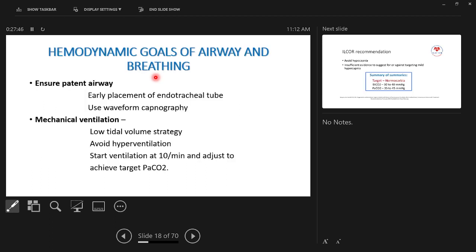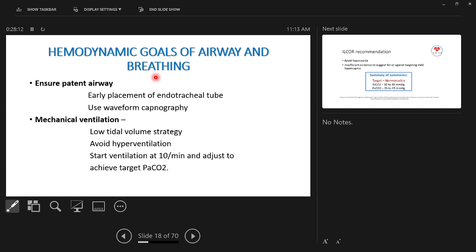So for the hemodynamic goals of airway and breathing, for the airway, we should ensure a patent airway. As soon as ROSC has been achieved, we should try for early placement of an endotracheal tube. The 2020 AHA guideline recommends that we use waveform capnography to confirm the endotracheal tube and for monitoring of the patient. This has to be done. Then after securing the airway, we have to put the patient on a ventilator.